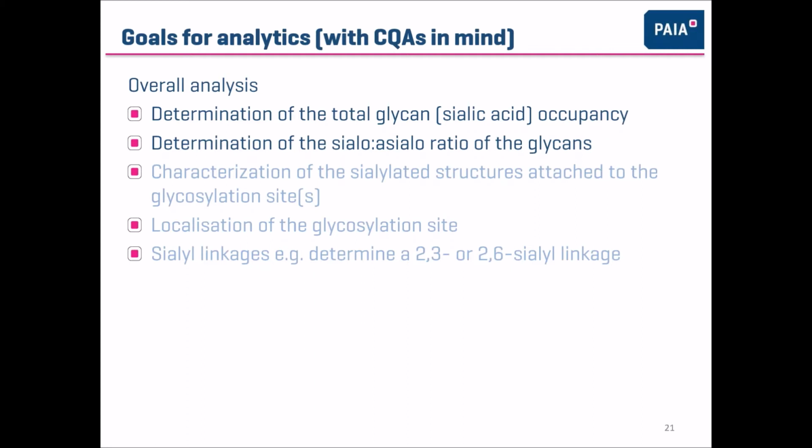Maybe there's an exception. There are approaches where people try to change the 2-3 linkage that you usually have in CHO cell lines to the more human linkage, which is the 2-6. So if you do some genetic engineering to achieve that, that may be of interest for you.